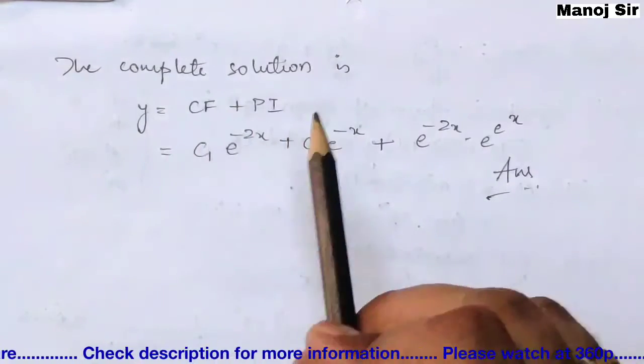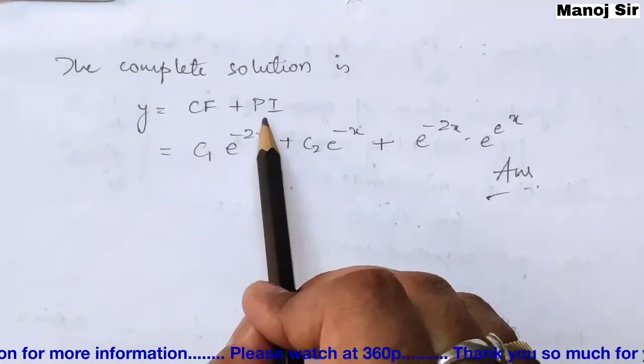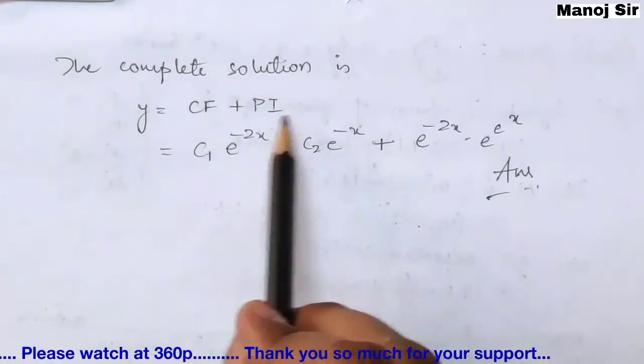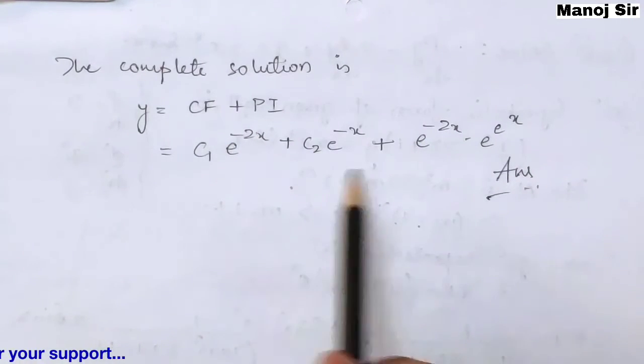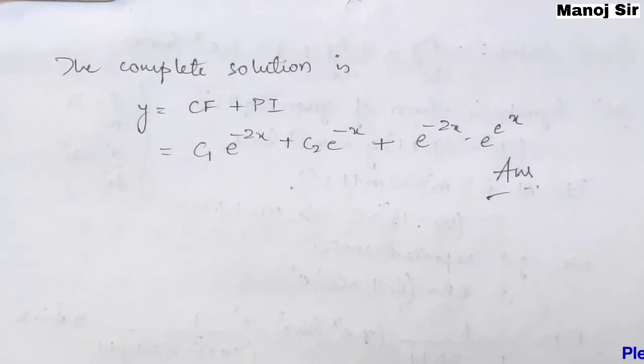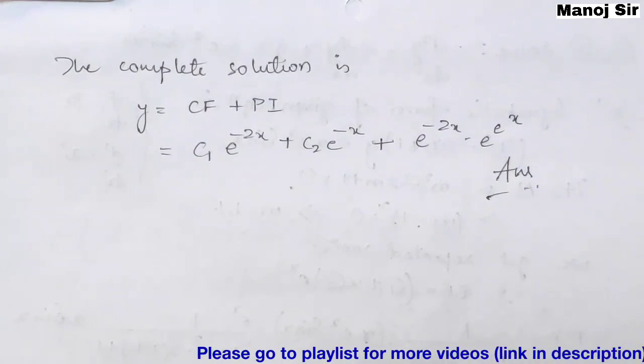So the complete solution of the given equation is y equals to cf plus pi. What is cf? This part is cf. And what is pi? This part is pi. Yes, this is my complete solution, or you can say final solution of the given problem. Thank you so much.